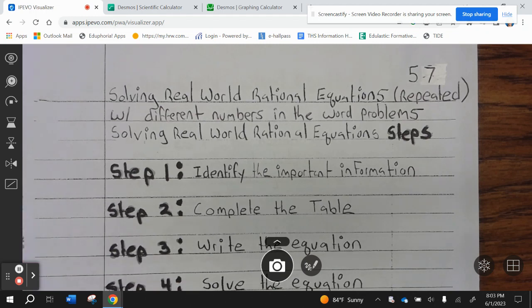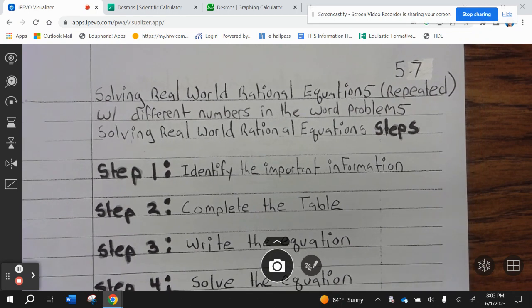Okay, Wildcats, everyone open to journal page 57, solving real-world rational equations, repeated with different numbers in the word problems. This is one of those topics I want to go back over and review, and go into more detail on some of the questions.